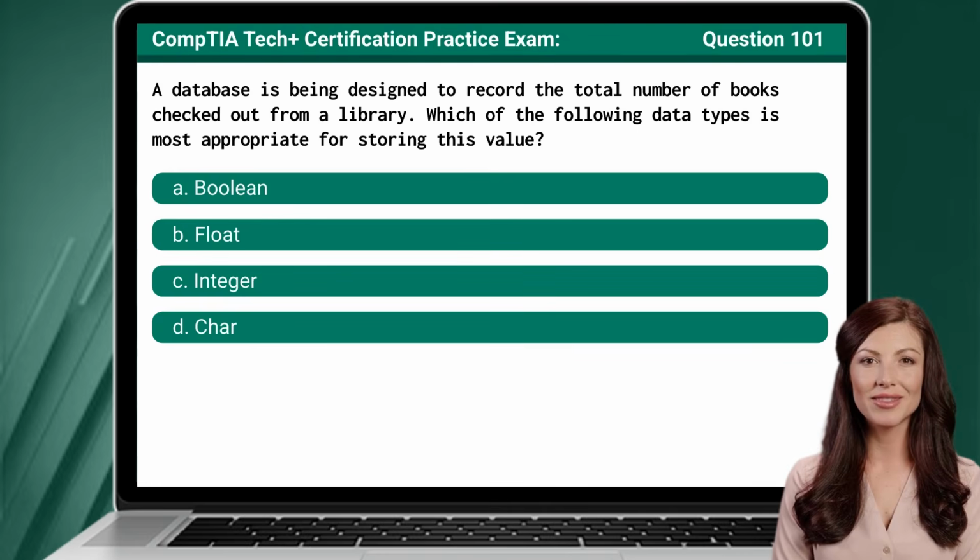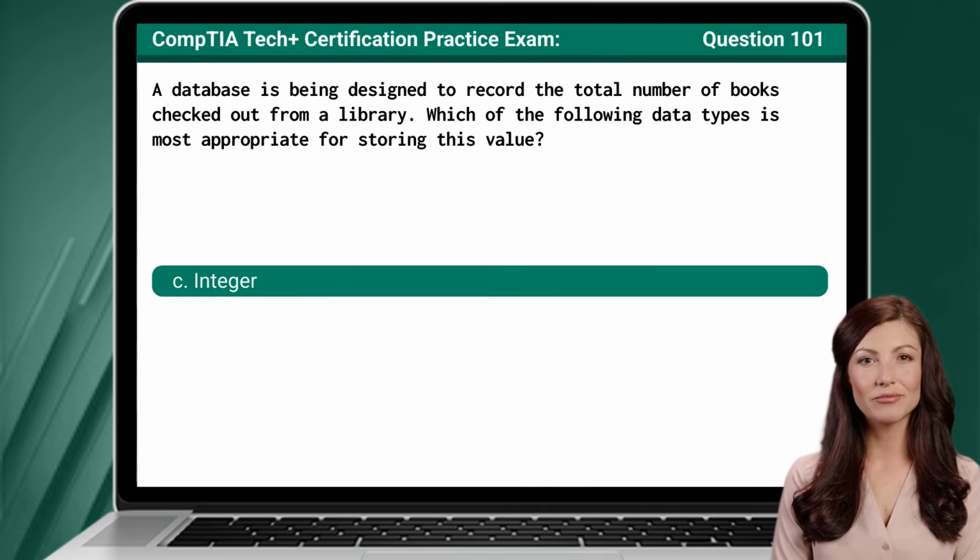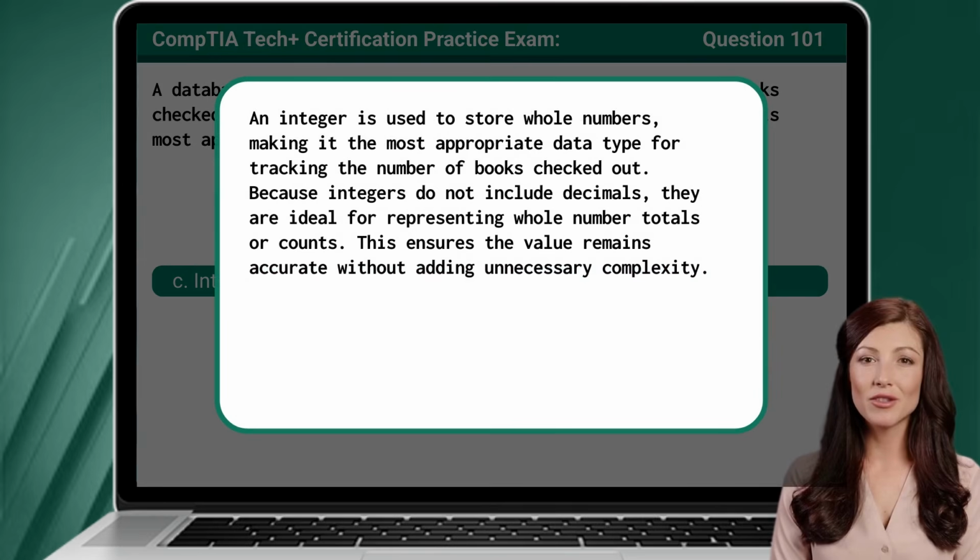The answer is C. Integer. An integer is used to store whole numbers, making it the most appropriate data type for tracking the number of books checked out. Because integers do not include decimals, they are ideal for representing whole number totals or counts. This ensures the value remains accurate without adding unnecessary complexity.